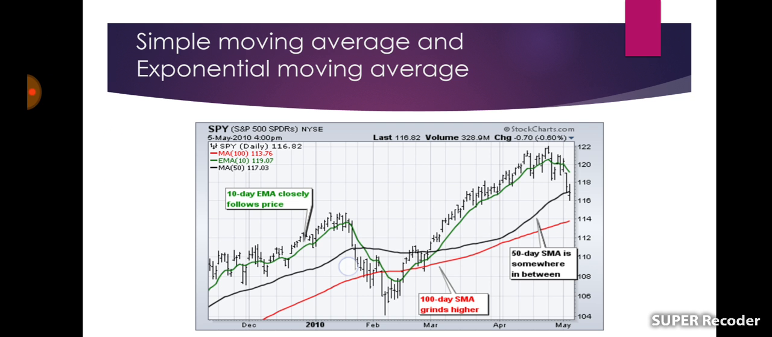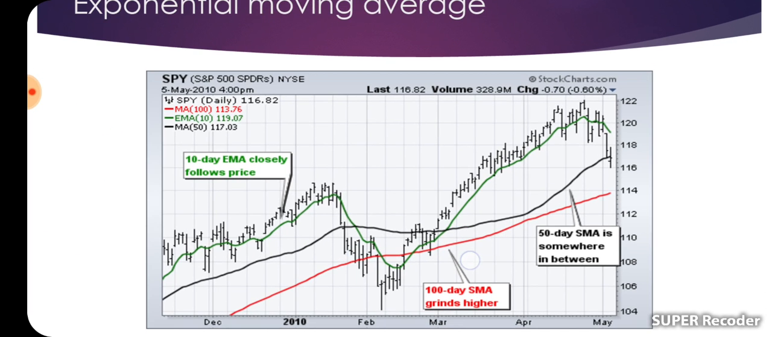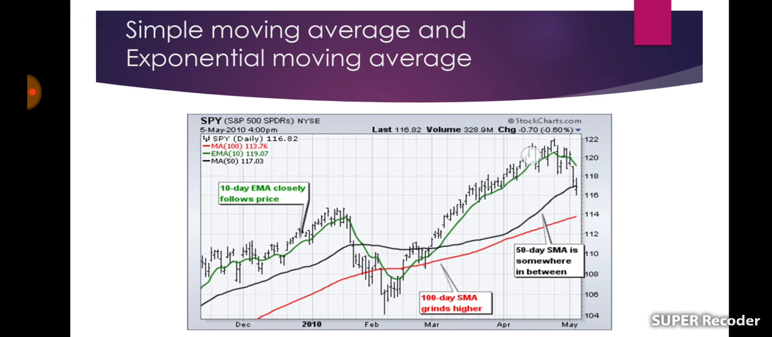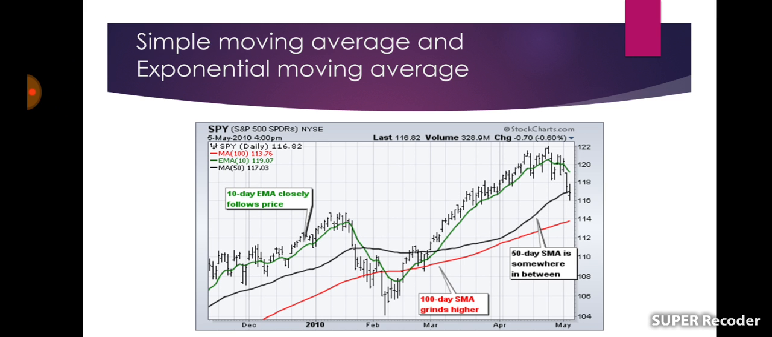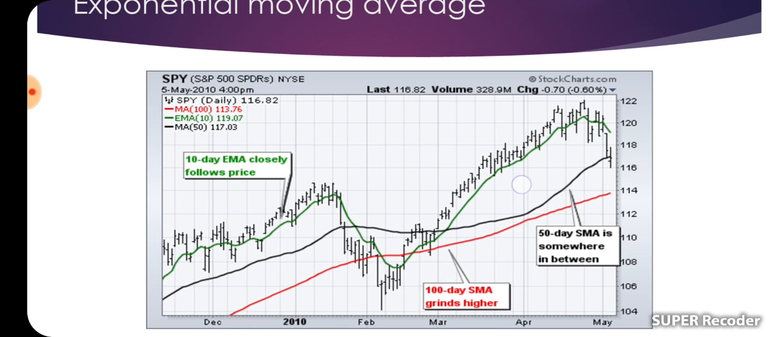Here you can see a chart of simple moving average and exponential moving average. This red line indicates the 100-day simple moving average and this black line indicates the 50-day simple moving average. And this green line indicates the 10-day exponential moving average. And these bar charts are the current closing prices.